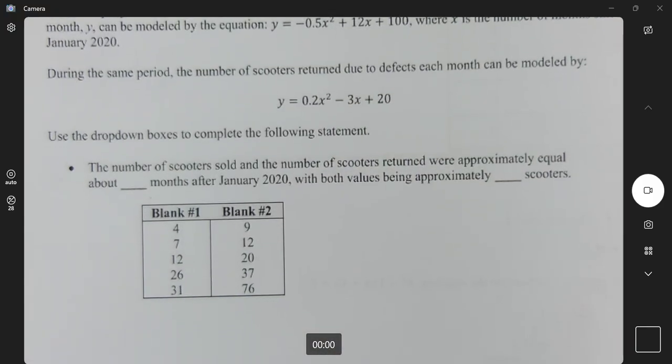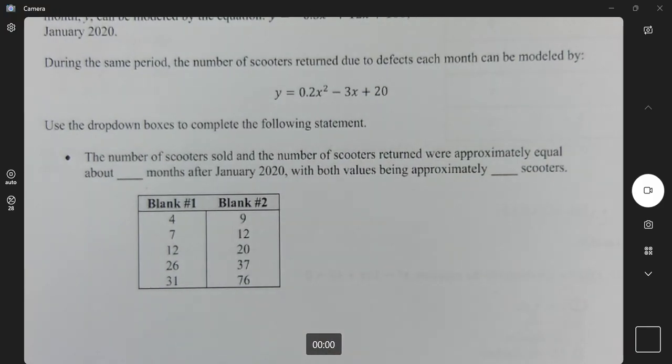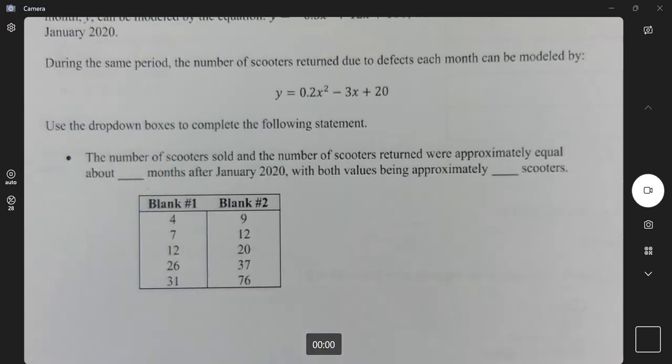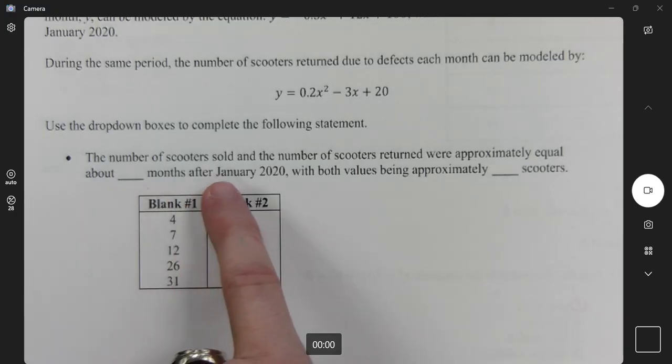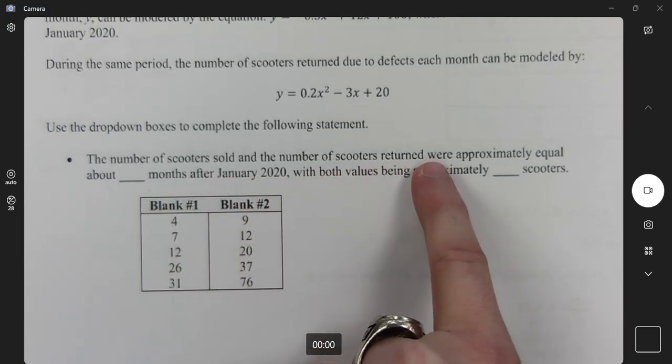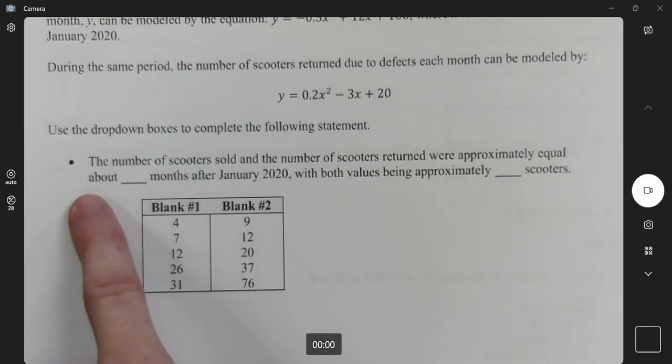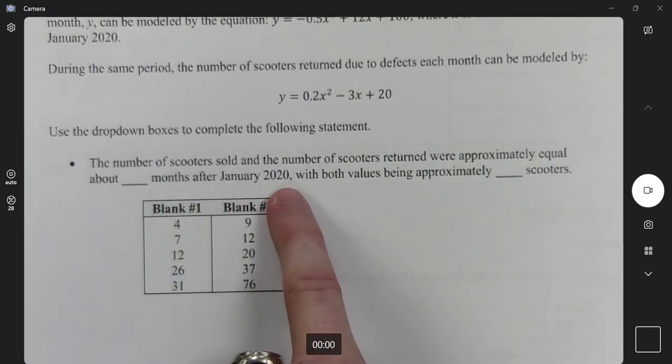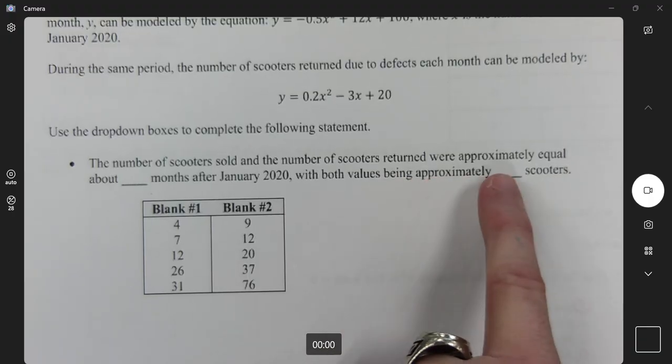It says use the drop-down boxes because this would have been a drop-down digital thing. You know, you could click and then you could pick numbers. Use the drop-down boxes to complete the following statements. The number of scooters sold and the number of scooters returned were approximately equal about blank months after 2020, with both values being approximately blank scooters.